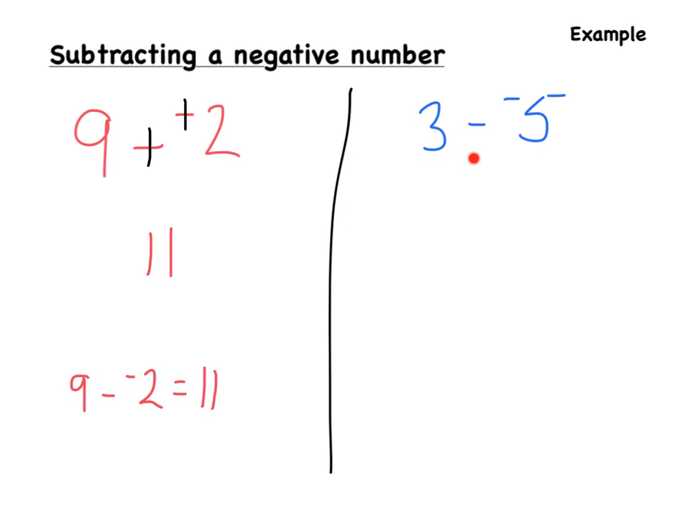Now let's look at the one on the right. We have 3 minus a negative 5. Remember, always add the opposite when it comes to subtraction. So now we have 3 plus a positive 5. With this, what is 3 plus 5? 3 plus 5 is 8. And that is going to be our answer. So if we want to rewrite it in the original form, we have 3 minus a negative 5.